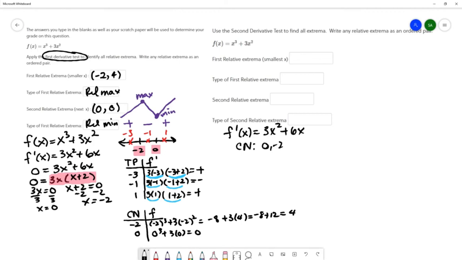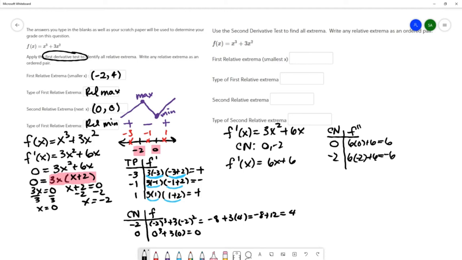And then you're going to test these critical numbers into the second derivative. So we need to calculate the second derivative to be 6x plus 6. So we're going to test our critical numbers into the second derivative, 0 and -2. And we have 6 times 0 plus 6, that's a positive 6. 6 times -2 plus 6, that's a -6.